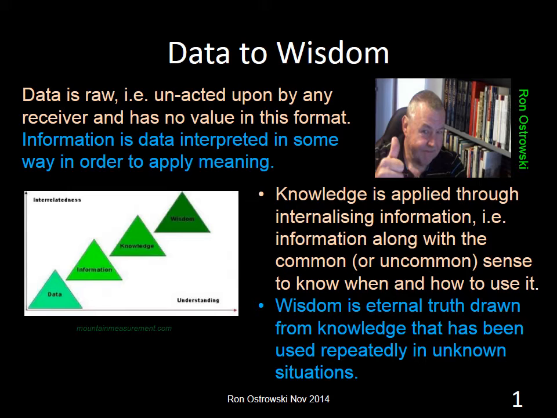information. First of these is data. So data is something that sits there in its raw form and is meaningless until someone actually rearranges this data to derive some meaning from it. Now if they do this, this becomes information. So information is data interpreted in some way in order to apply meaning to it.